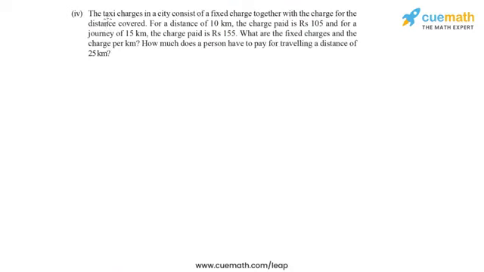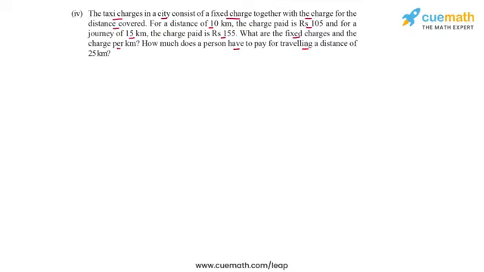Part 4 in this question says, the taxi charges in a city consist of a fixed charge together with the charge for the distance covered. So the fixed charge is like a down payment, and then there's a charge for the distance covered. For a distance of 10 kilometers, the charge paid is rupees 105. And for a journey of 15 kilometers, the charge paid is rupees 155. Now the question asks us, what are the fixed charges and the charge per kilometer? And then how much does a person have to pay for traveling a distance of 25 kilometers?